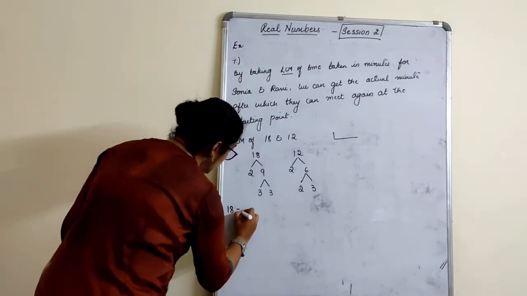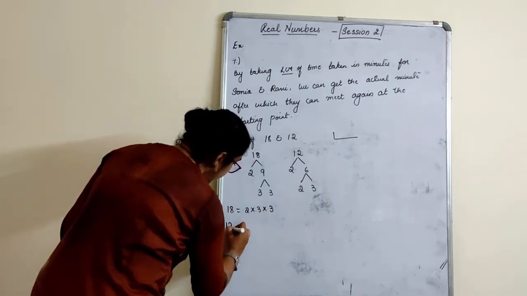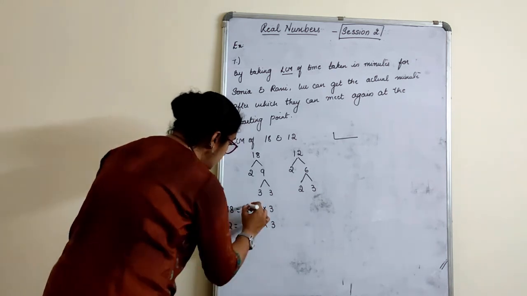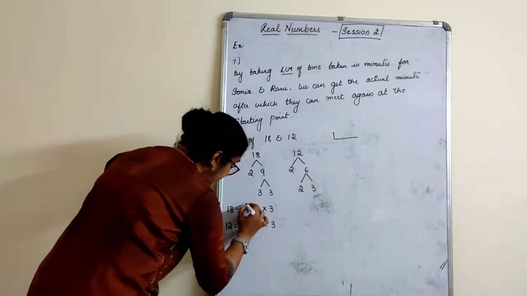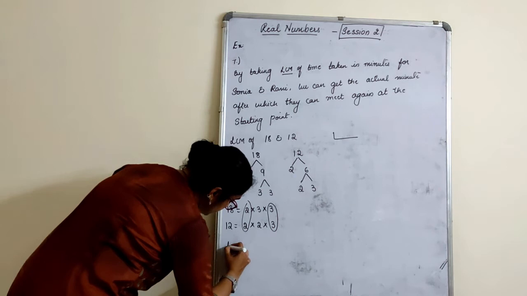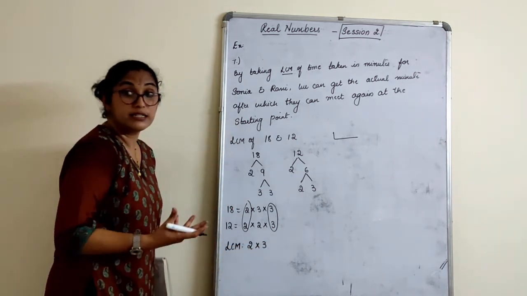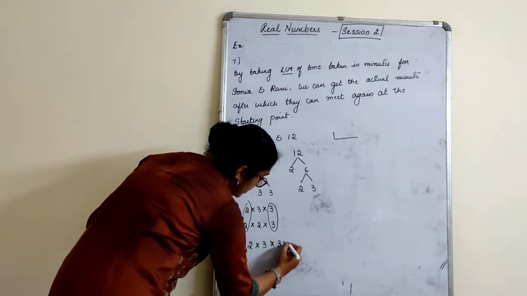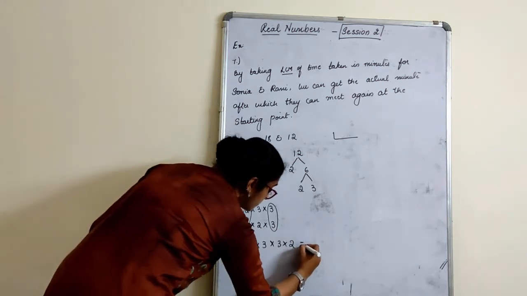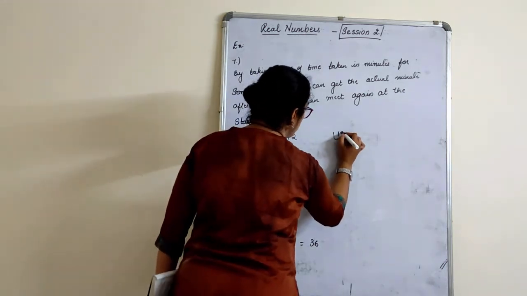So 18 is equal to 2 into 3 into 3. 12 is equal to 2 into 2 into 3. What is common? First write what is common. So we'll first write it like this. First 2 is common, then 3 is common. So LCM. First write the common. 2 and 3 are common. What is remaining? 1 more 3 is remaining, 1 more 2 is remaining. So 3 threes are 9, 9 fours are 36.